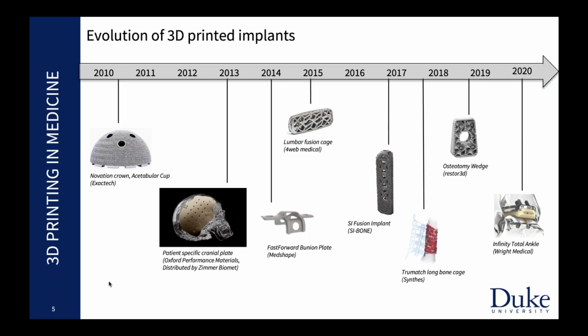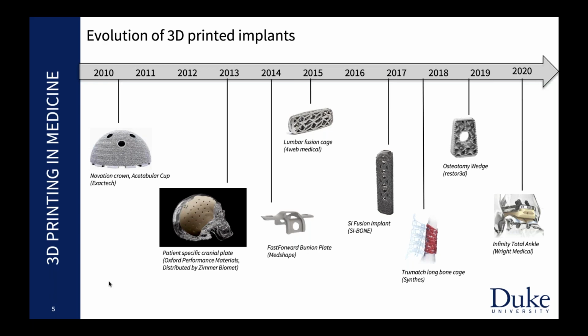Then they started doing patient-specific cranial plates, 2013. There's some bunion plates, 2014. A lumbar fusion cage is one of the first used in spinal surgery, and now this is almost the gold standard in spine surgery fusion, which is 3D printed, and so on. And so these grew over the last 10 years.